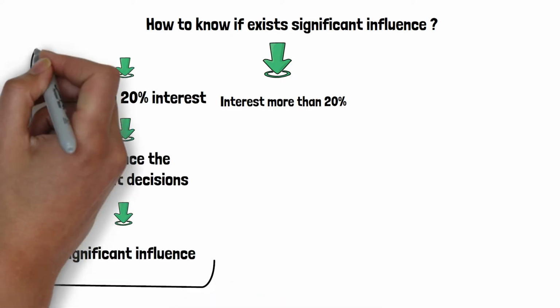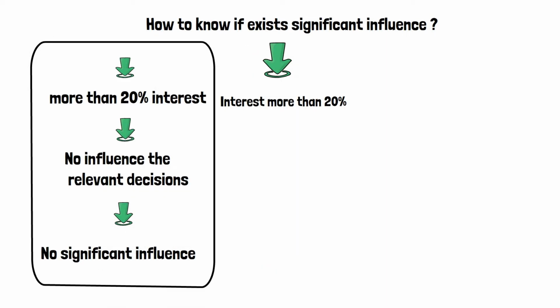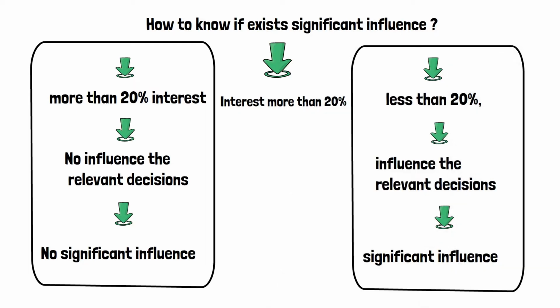However, an entity may own an interest greater than 20%, and still, if in practice the investing entity cannot influence the relevant decisions of the investee entity, we could conclude that such influence does not exist. Or conversely, an entity may have an interest of less than 20%, and if the investing entity can demonstrate that it can influence certain important decisions of the associate entity, it could be concluded that significant influence exists.